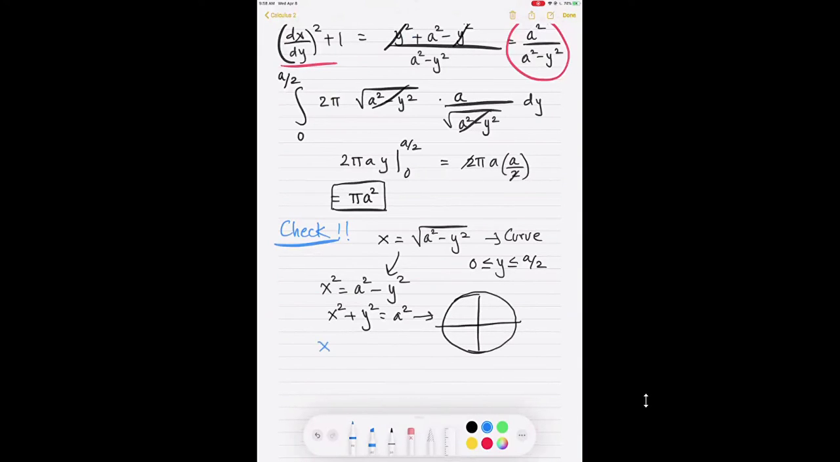You were saying x equals square root of a squared minus y squared, which means it is this part of the circle. Why? Because x is positive here. So this is square root of a squared minus y squared. This is x equals negative square root of a squared minus y squared, because x is negative here. So it is this part of the circle. Now, you said 0 is less than y is less than or equal to a over 2. So when we are talking about this one, the radius is a. So this is a, this is a, this is negative a, and this is negative a. Maybe I should write it in red.